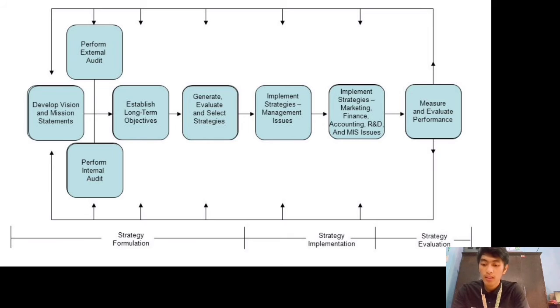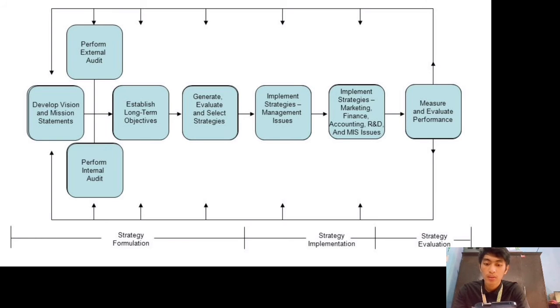And the fourth activity in this stage is to establish long-term objectives. This means organizing long-term goals and plans for the organization. This will help the organization to visualize the possible barriers so that they can be prepared in the future. And the fifth and final activity: generate, evaluate, and select strategy.